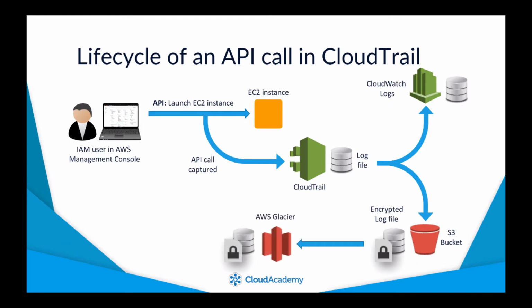If any S3 lifecycle rules are applied to the bucket, then over time the log file may be archived to a different storage class or even Glacier. That essentially concludes the elements of CloudTrail and how they work together.